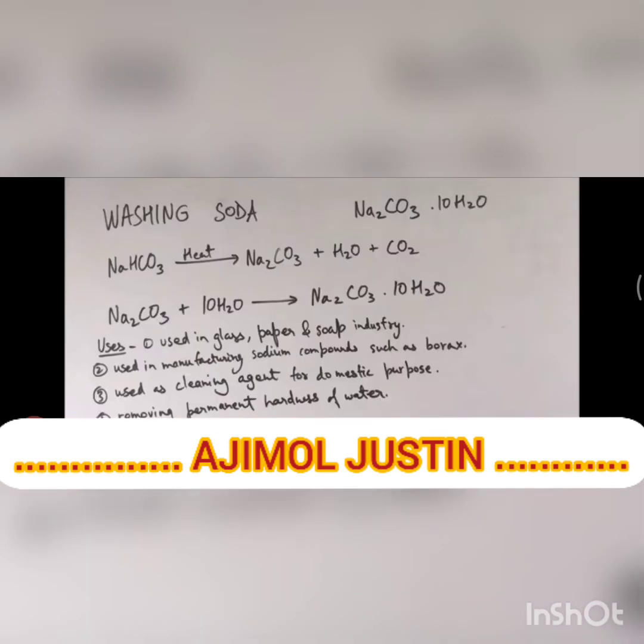Now next is washing soda. It is Na2CO3, 10H2O. So how can it be formed? By heating sodium carbonate, you can get washing soda. Now what are the uses? It is used in glass, paper and soap industries, in manufacturing sodium compounds such as borax, and it is used as a cleaning agent also. It also removes permanent hardness of water.